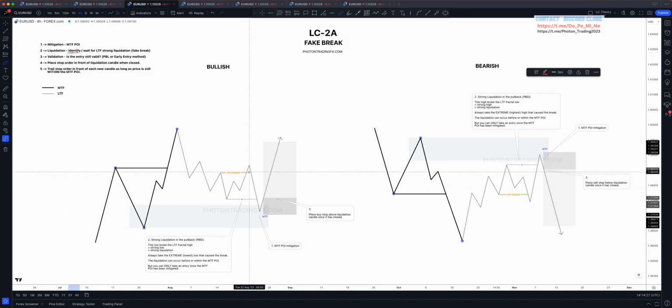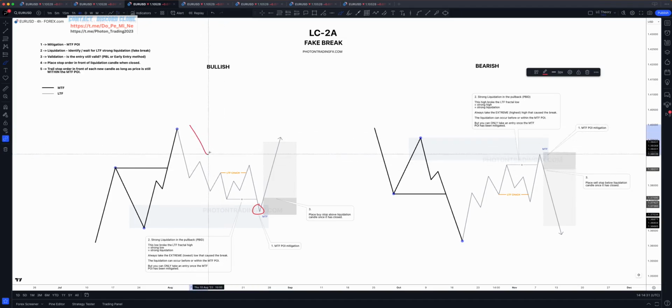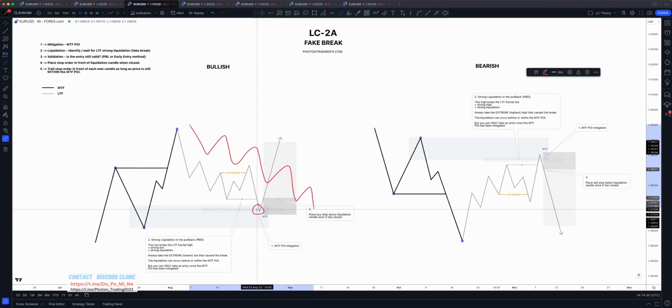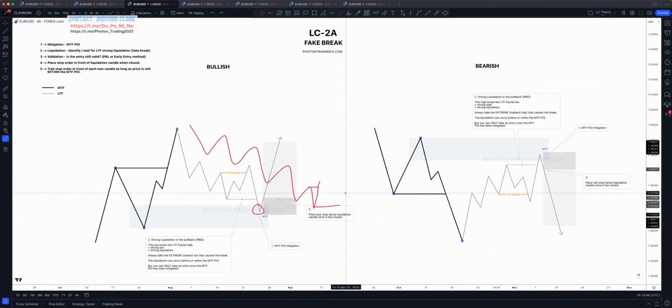So either find one if there has been one, in this case there has. If you get the mitigation and you can't see one, like imagine price just comes down like this, there's no strong liquidation, then you wait. You simply wait. And what will happen is you'll usually get a bullish chock, then you wait for this low to get liquidated, okay? And now we have the entry because we have the mitigation and the liquidation.